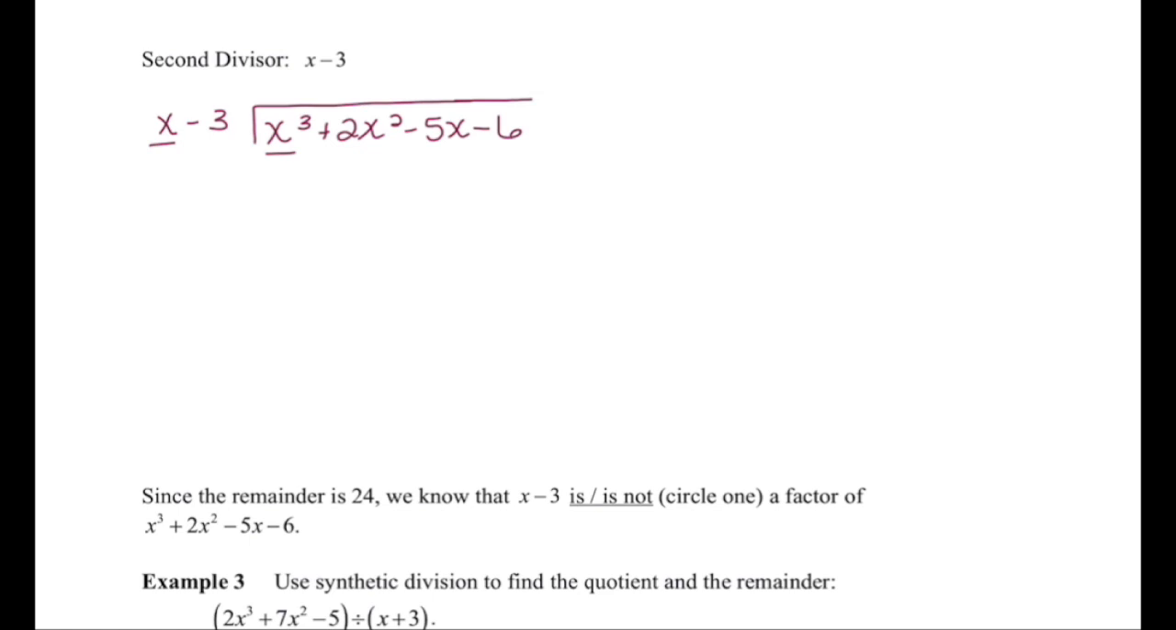I have x. I need to make x cubed, so I'll multiply by x squared and then distribute everything on the left. X squared times x is x cubed, and x squared times negative 3 is negative 3x squared. Changing our signs.